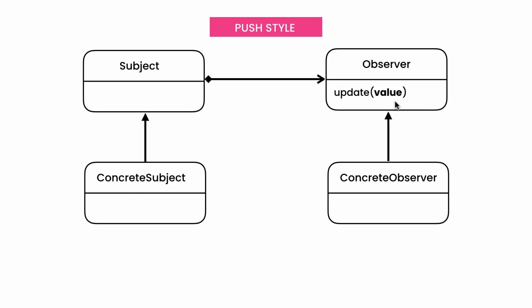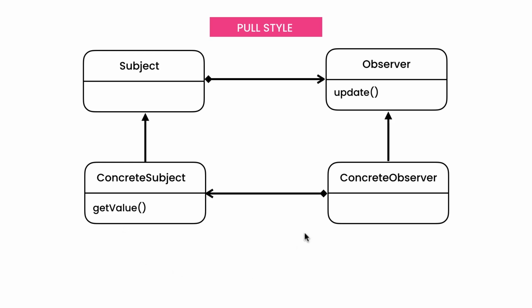Now, what if each observer needs a different set of values? That is when we can use a pull style of communication. Instead of the subject pushing the changes to the observers, the observers can pull the data they need when changes occur. So each concrete observer should have a reference to a concrete subject, and it can call various methods to get the data it needs. This is what we call a pull style of communication.